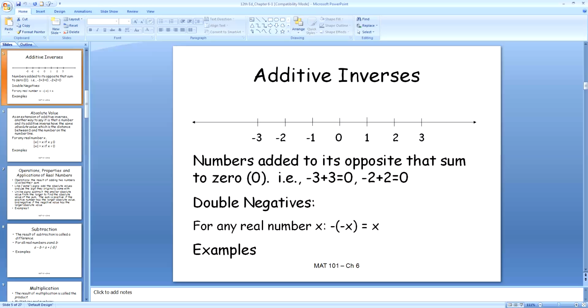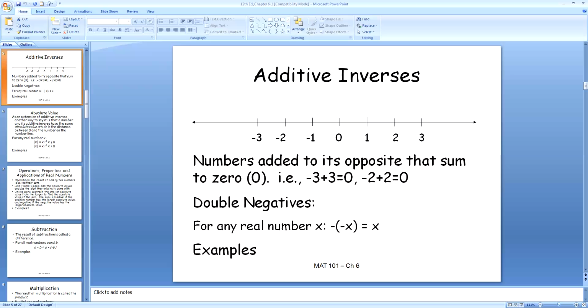And we're talking about additive inverses. Numbers are added to the opposite, summing to 0. So if you're looking at the number line, a number such as the number 3, negative 3, and its additive inverse 3, if you add those together, you would get 0. So a number added to its negative, the negative is the additive inverse, or in the case of a negative number, the positive number. The key here is that the distance from 0 on the number line is the same in both directions.